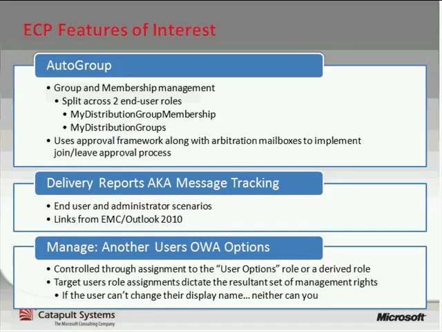We can manage another user's Outlook Web Access options if we're an administrator and have that role, or we have the role for managing end users. We can target user role assignments to dictate the result instead of management rights. If the user can't change their display name, then neither can you. You would actually have to be at a higher level to do that.